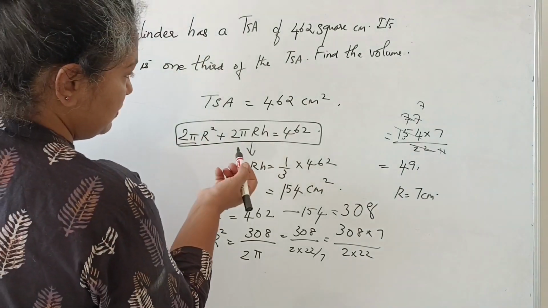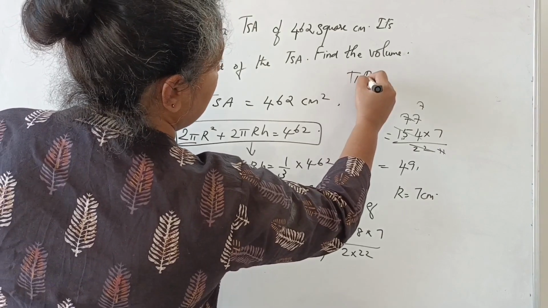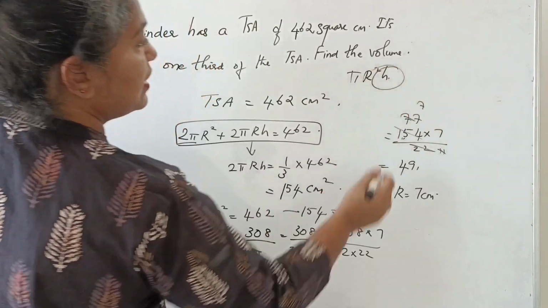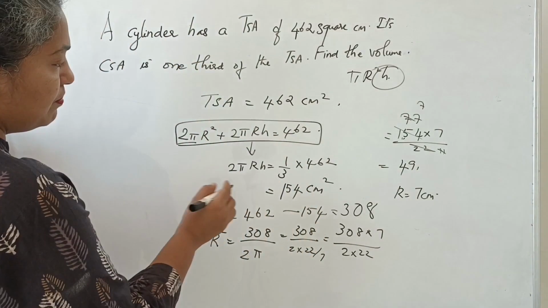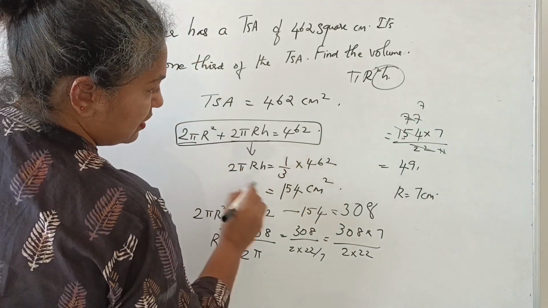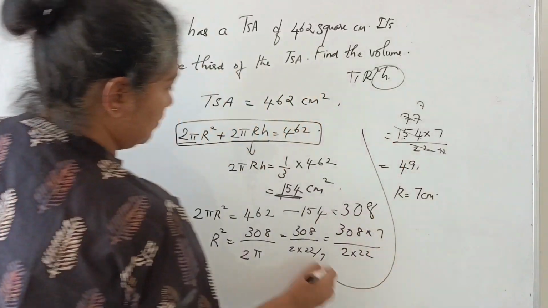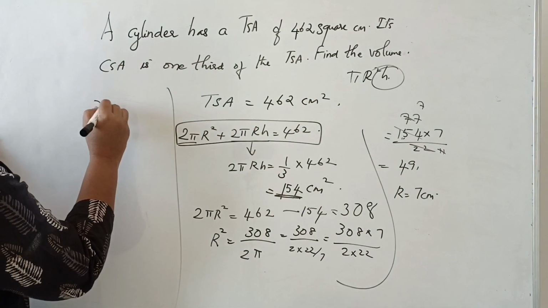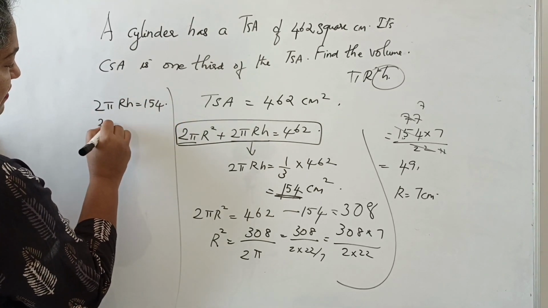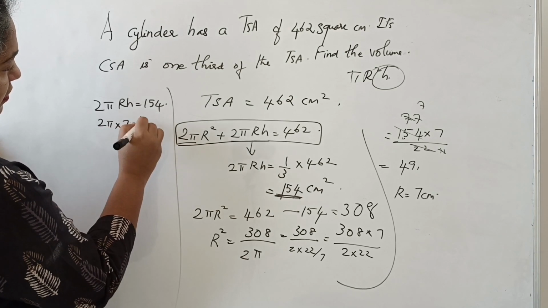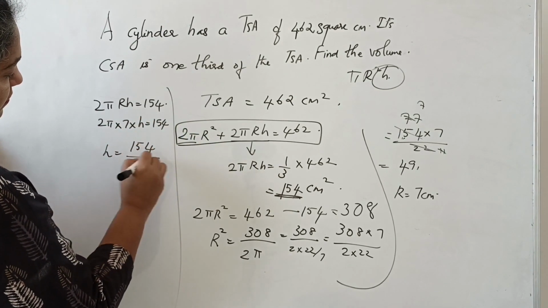Okay, so if I am substituting, what do I need to find? I need to find the volume, which is given by pi r square h. Now I need to find the unknown value of h. I know the value of r, and we also know that 2 pi r h is equal to 154. So I will be getting, okay, I'll do it here. 2 pi r h is 154. I know the value of r is 7. I can find the value of h.